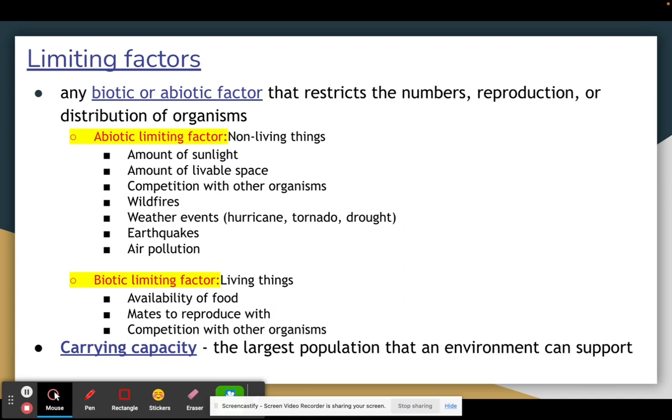But when we're talking about the maximum carrying capacity, we're talking about the maximum number of species that can be supported in an area before the population starts to decline again. So these are our notes for 4.2.